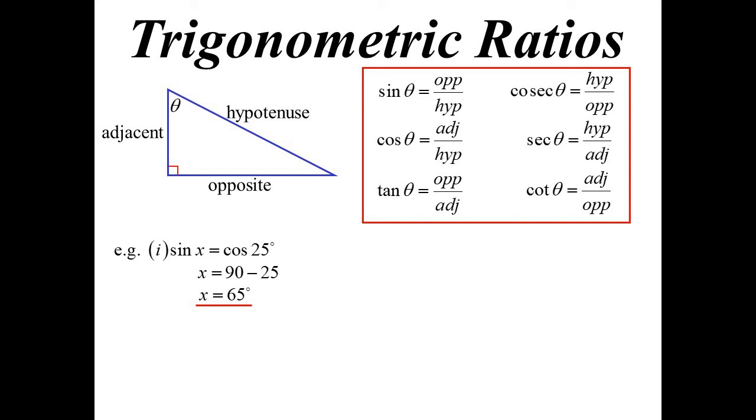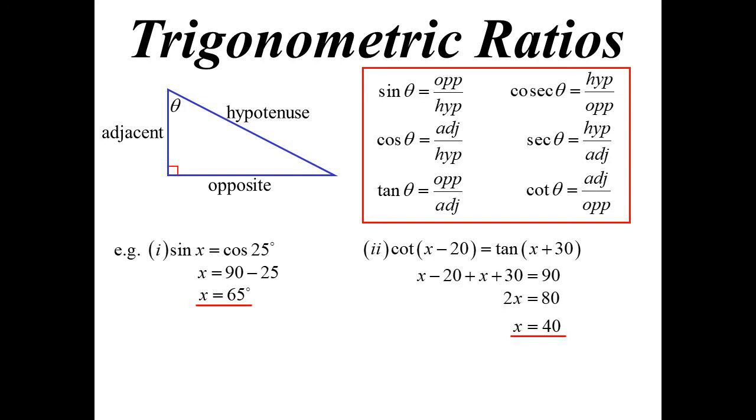But that means we can solve things like this. Cotangent, the complement of the tangent ratio. So these two angles should add up to give us 90. And so we just solve that little equation and we get x is 40.